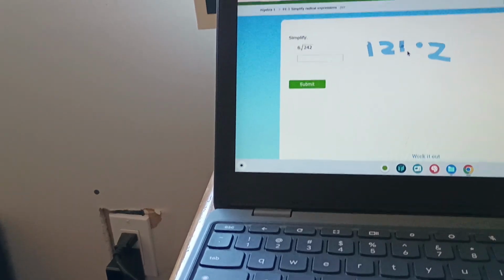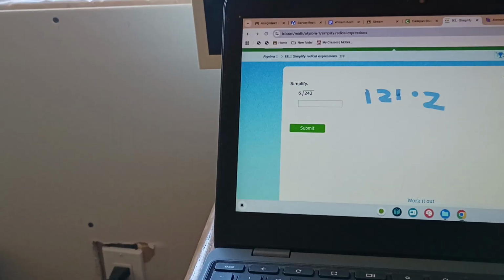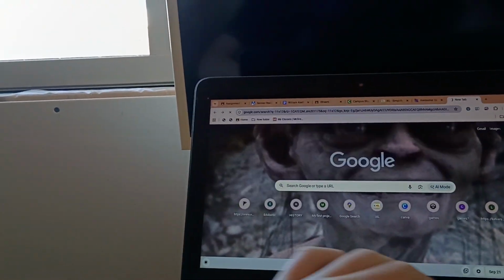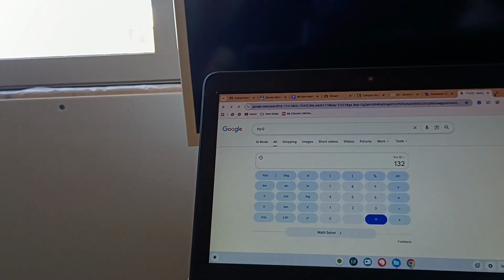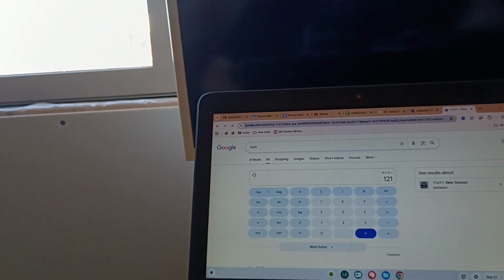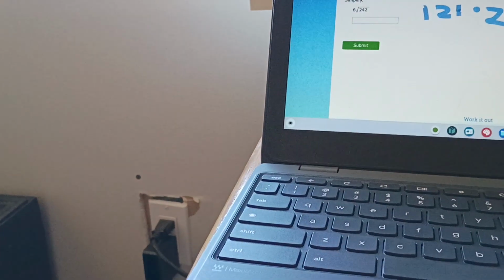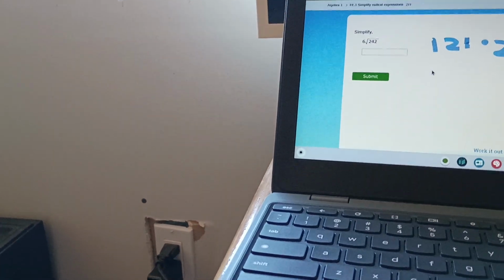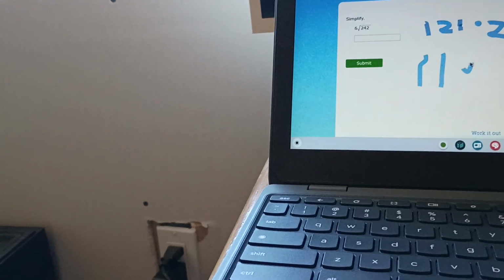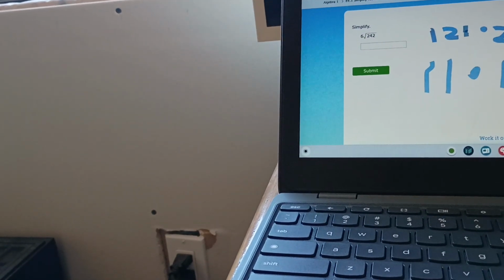121 should be 11 times 12. Let me see here. No, never mind. I think it's 11 times 11. Yeah, 11 times 11. So then that would mean you have the 2, and then you have 11, you have 11 times 11 times 2.